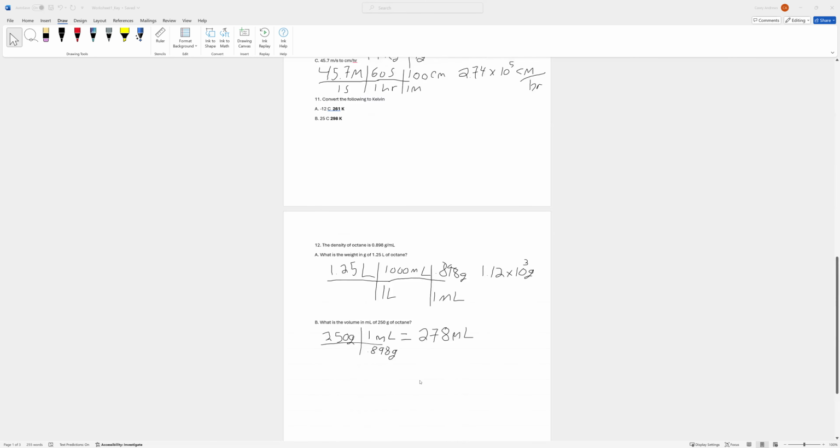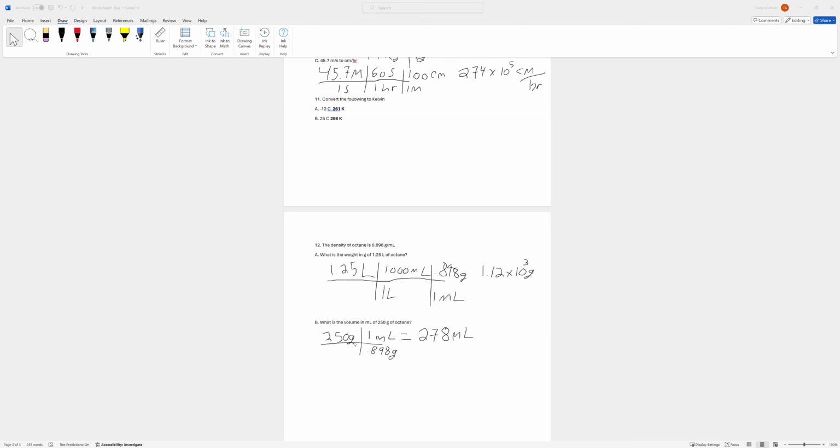All right, so let's do density now. So here's the density of octane. What's the weight in grams of 1.257 liters? The way I do these conversions is that I always start with the unit I'm given, 1.25 liters. And if you notice, my density is in milliliters. So the first thing I did was convert my liters to milliliters. Then I can multiply by my density to get a weight. Again, I have scientific notation because of sig figs, which we'll go over.